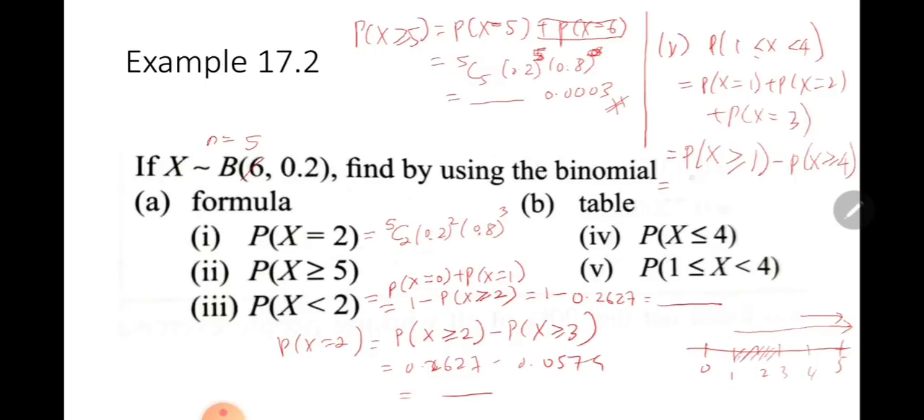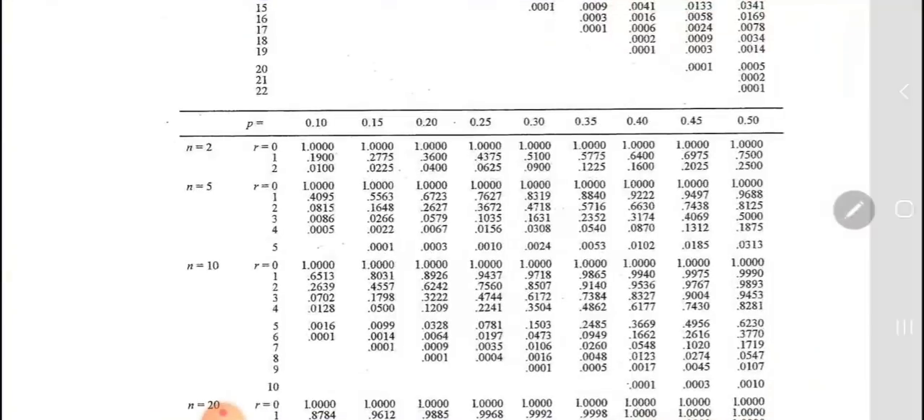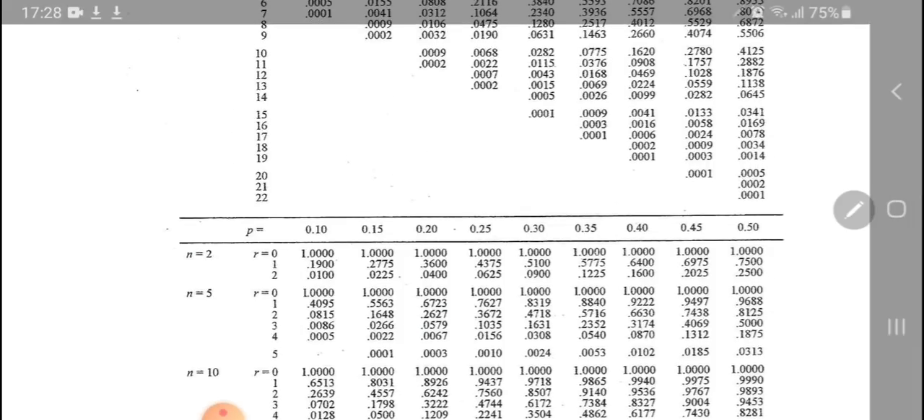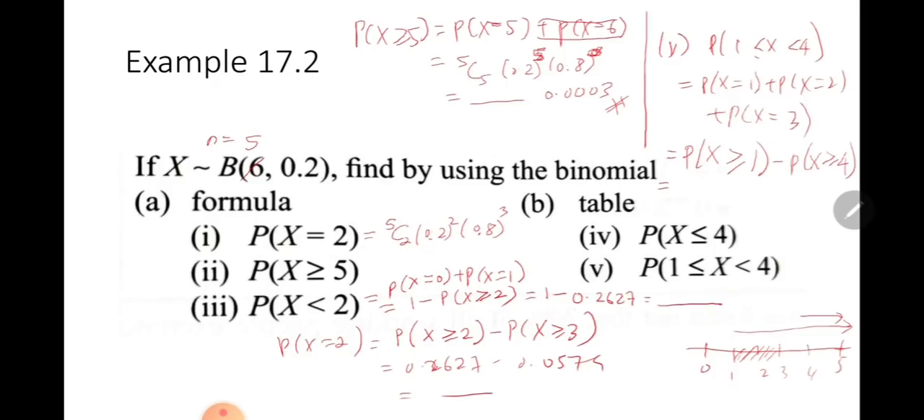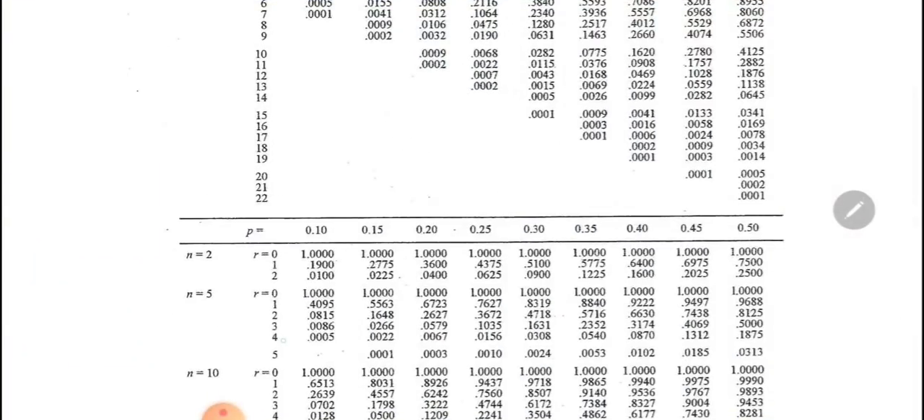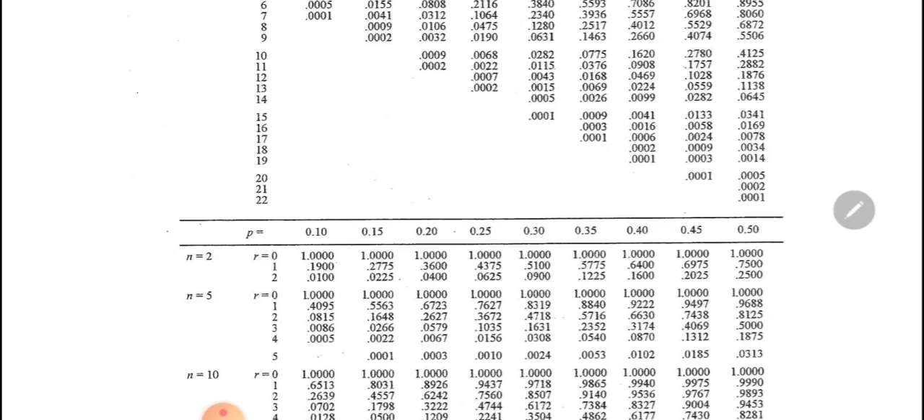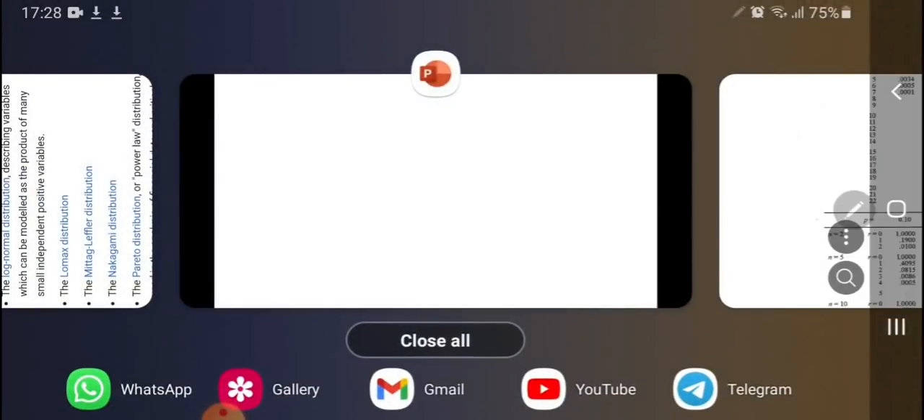Okay, so if you look at the table, P(X ≥ 1) is actually what? Yeah. P(X ≥ 1), your answer will be 0.6723. Then minus P(X ≥ 4). Okay, for X greater or equal than 4, your answer will be 0.0067. Okay, so later you subtract and you get the answer. Okay, alright.